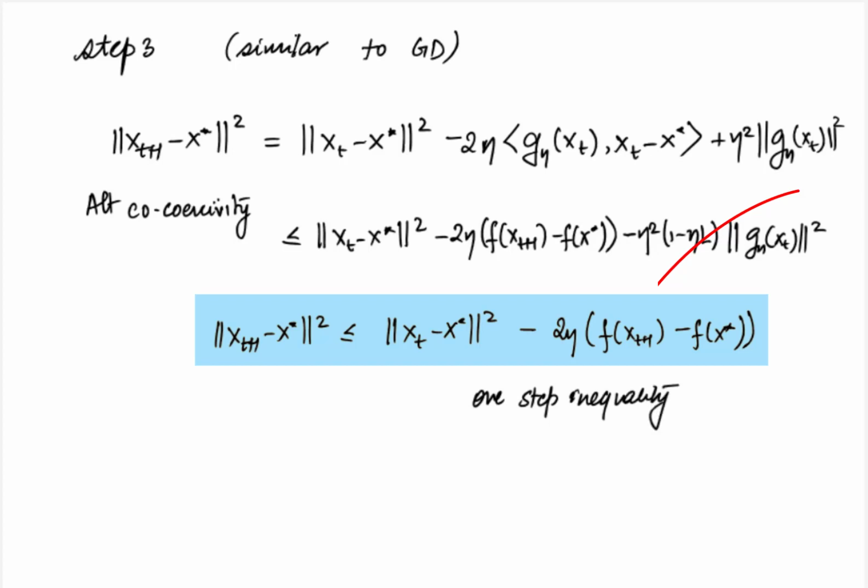In fact, you can compare this with the gradient descent where we had a similar inequality except that f of xt plus 1 was replaced with f of xt. And you will see that that will not make much of a difference.